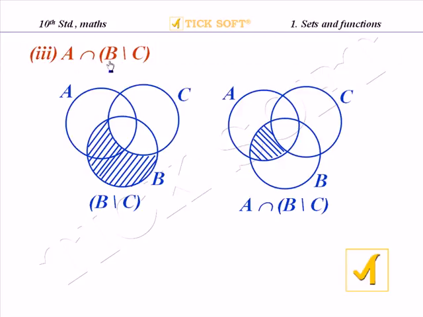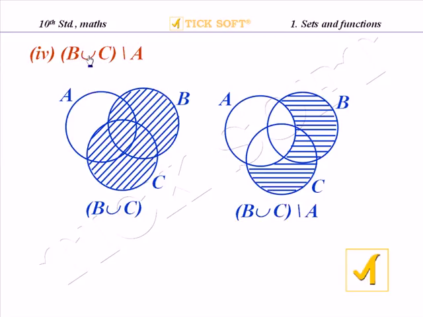Next, A intersection B difference C. So first B difference C, let's see. B difference C means from B you have to remove C, and the remaining part is B difference C. Next, A intersection B difference C. So this is B difference C, and you have to find the intersection with A. So what is the A portion in this? Only this one. This is your A portion. So you are taking only that. What are all the common portion for B difference C and A? Means only this. So this is A intersection B difference C.